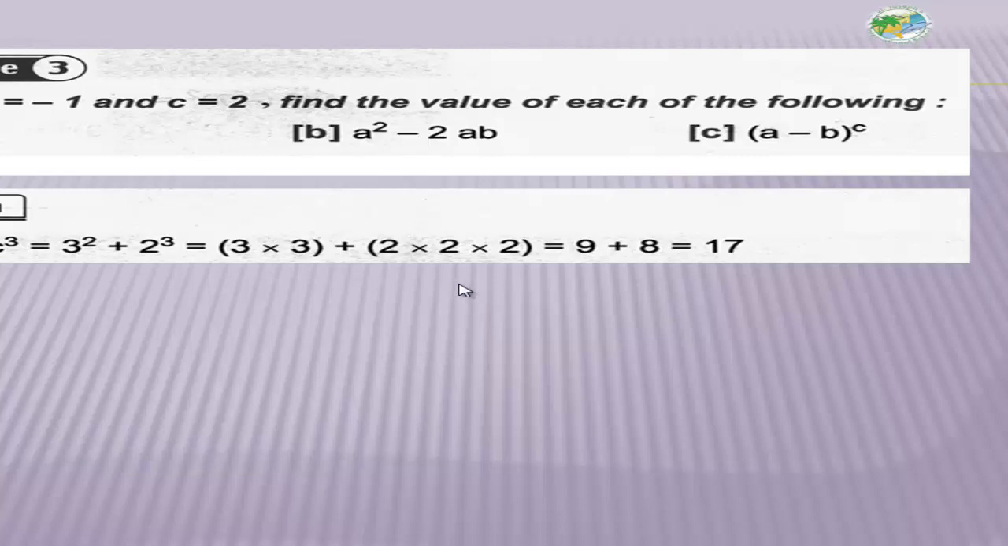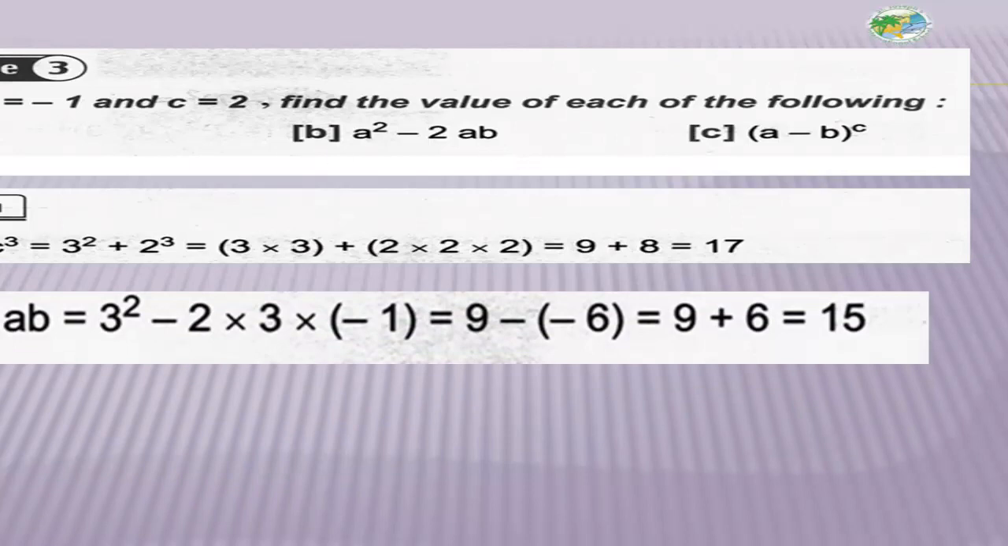We replace A by 3, and we replace B by negative 1. What is the meaning of AB? It means A times B. Okay, I help you. What is the meaning of 2AB? 2 times A times B.